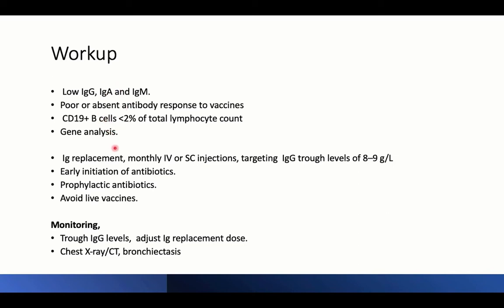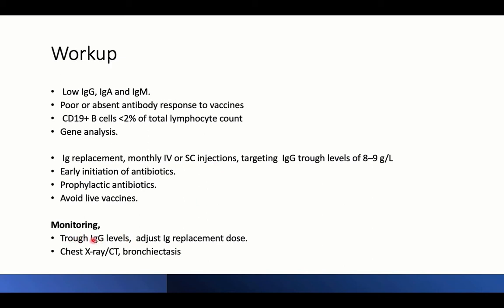The management will be in the form of immunoglobulin replacement due to the marked deficiency in immunoglobulins. This should be done prophylactically, not after exposure to infections. Monthly injections, either IV or subcutaneous, targeting IgG trough levels of 8 to 9. This is the treatment of choice, with monitoring by the IgG trough levels.